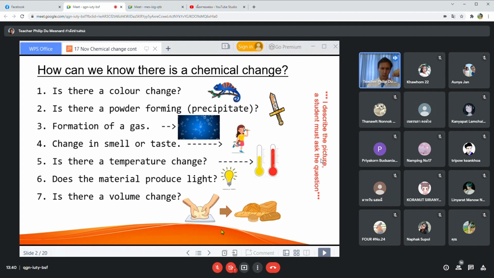Number 7, Okpong. The girl smells a flower. What is the question? Question is what? 4. Very good. Can you read the question? Change in smell or taste. Taste. Yeah, that's it. So smell or taste. If there's a chemical change, the smell or taste can be different.